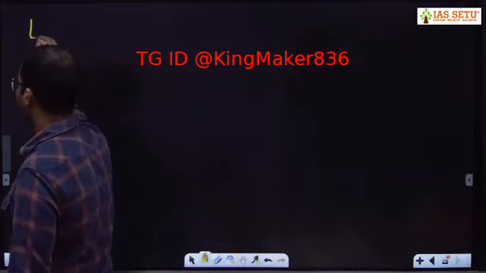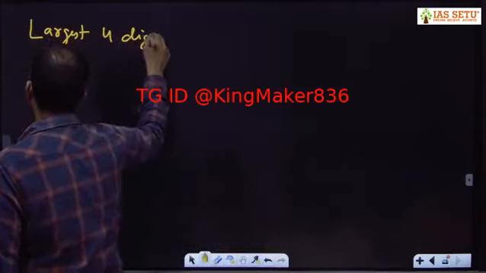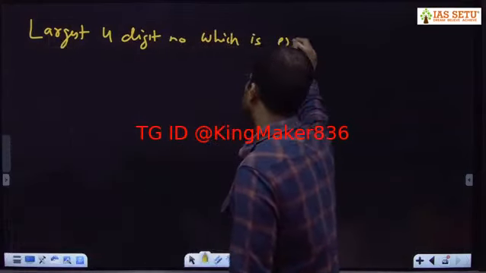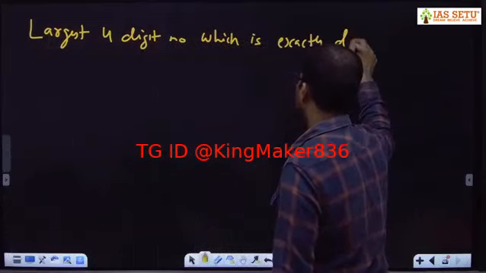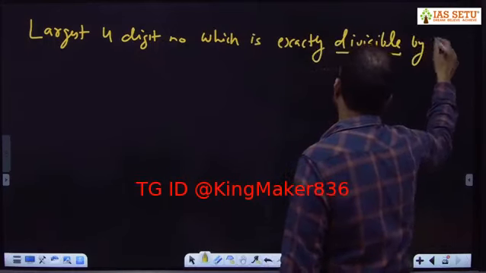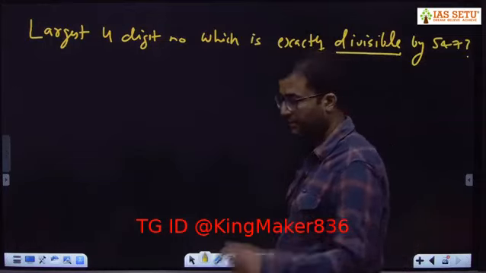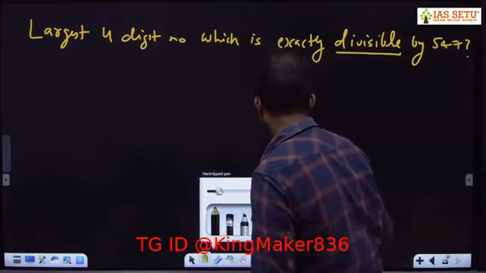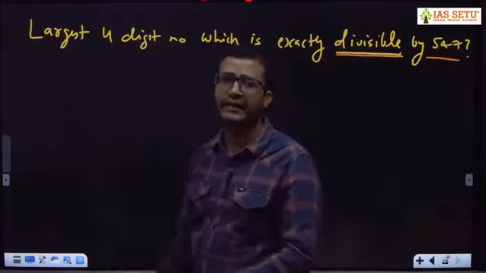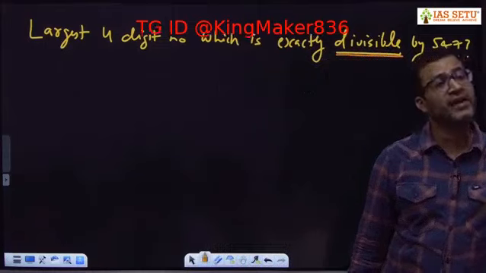Question is like: largest four-digit number which is exactly divisible by 5 and 7. Let me solve step by step. Here the word is divisible by 5 and 7. Don't look at largest, that we will see later. Actually the focus of the question is numbers which are divisible by 5 as well as 7.